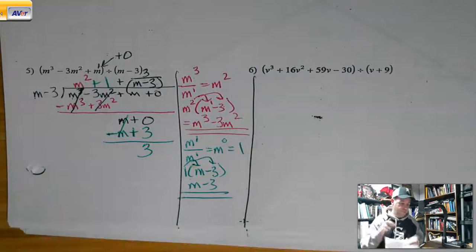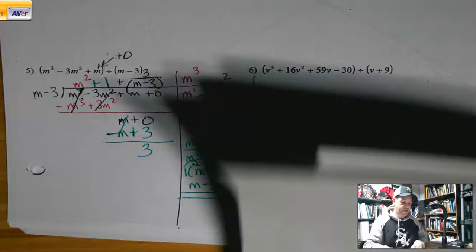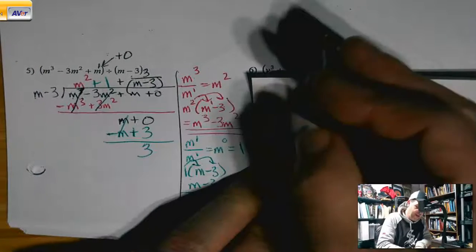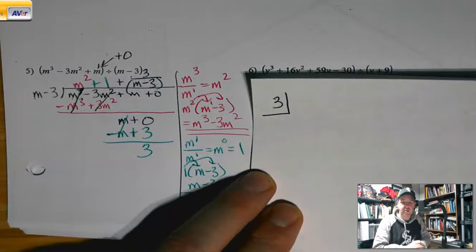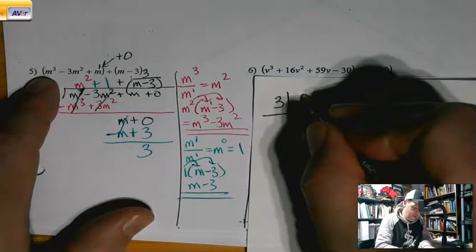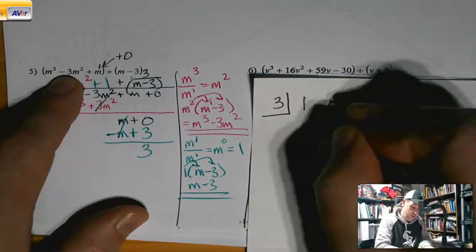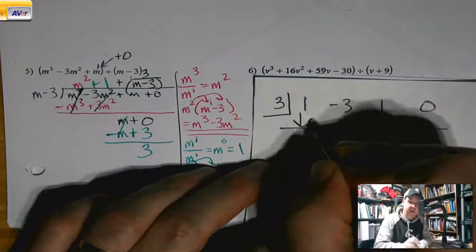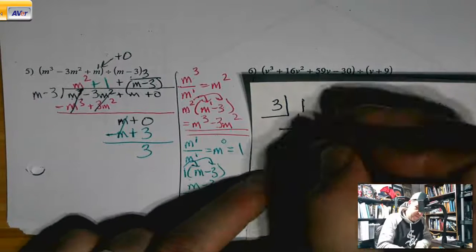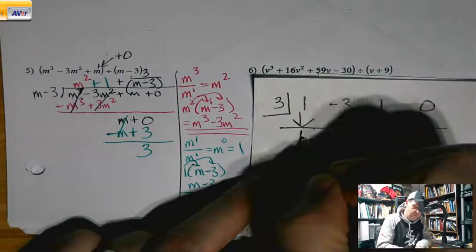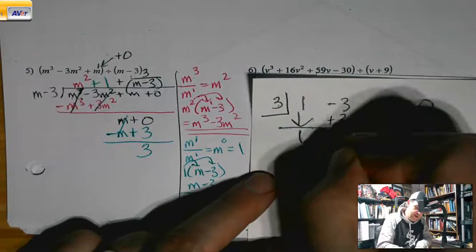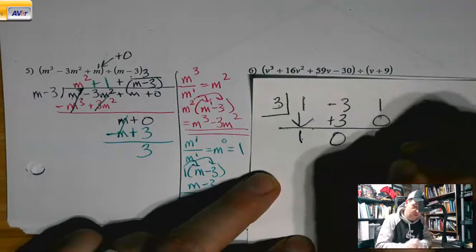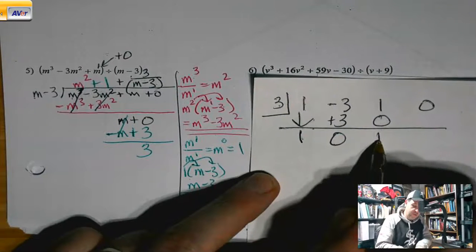But just for fun, what if I would have done this using synthetic? Okay, let's check it out. I'd change the sign on there, just so you can see these are kind of interchangeable. I would start copying my coefficients. If I don't see one, it's a 1. Let's try this process one more time and see if I get the same answer. First term comes down, multiply by what's in the box, positive 3, add down, multiply by what's in the box, add down, multiply by what's in the box.